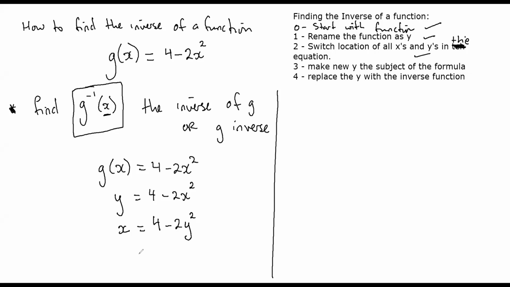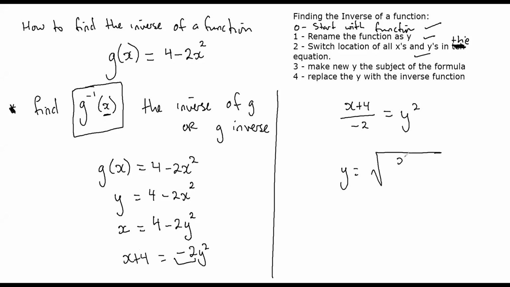So it's going to be 4 plus x, or x plus 4, either way is fine, divided by negative 2. So it will be x plus 4 over negative 2, and you square the whole thing. And to get rid of the square sign, we'll have to take the square root.